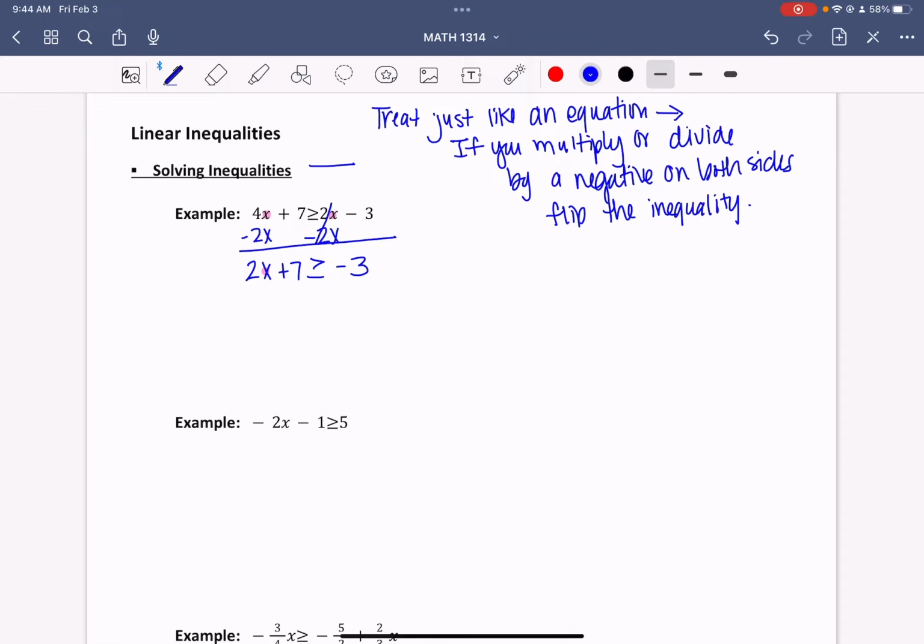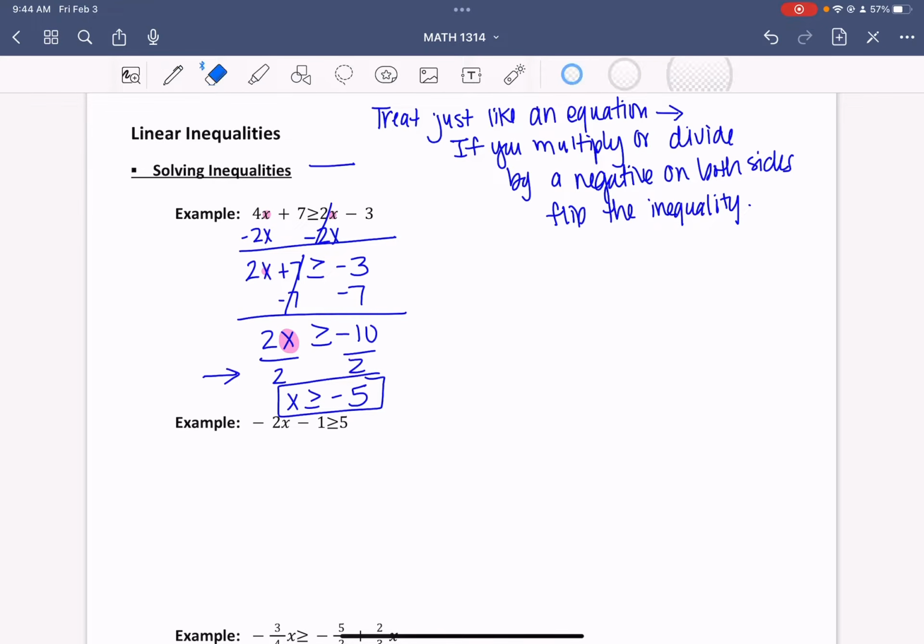Again, here's my x. I want to get it completely by itself, so I'm going to subtract 7 from both sides. Again, I am subtracting. I did not multiply or divide, so that inequality stays the way it is, and then I get negative 10. Again, my goal is to get this x by itself, so in order to get that 2 off the x, I'm going to have to divide both sides by 2. That gives me x is greater than or equal to negative 5. Even though my result is a negative, you'll notice I did divide right here, but it was by a positive number, so that inequality sign maintained the direction it was facing. This says that x is greater than or equal to negative 5.